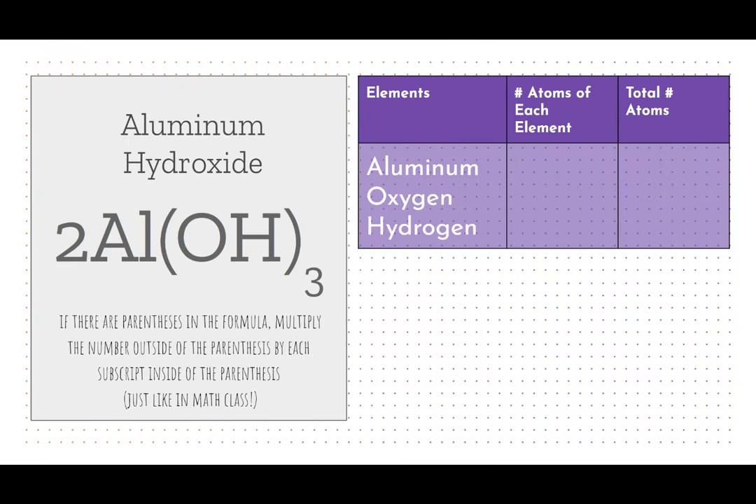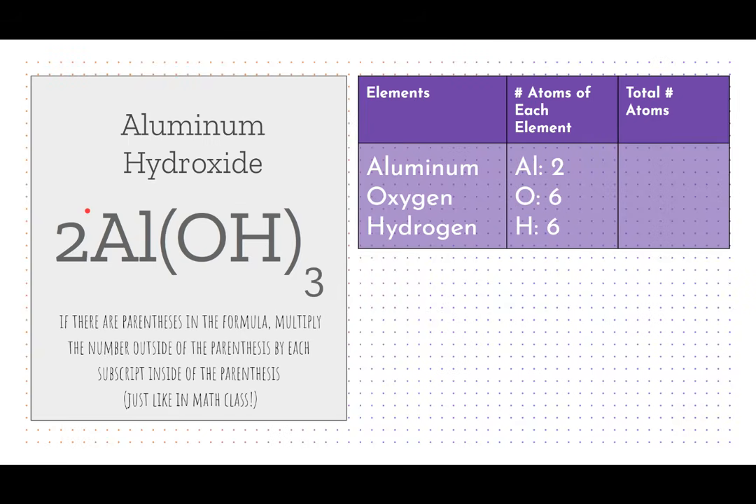Now we look at the atoms of each element. You've got to be mindful when you have a coefficient because you do have to still multiply it by everything. So aluminum, subscript of 1 times 2 gives us 2 aluminum atoms. We have our 3 on the outside of the parentheses here. So 3 times 1 for oxygen times 2 for our coefficient gives us 6 oxygen atoms. And then 3 times 1 for hydrogen times 2 gives us 6 for hydrogen.